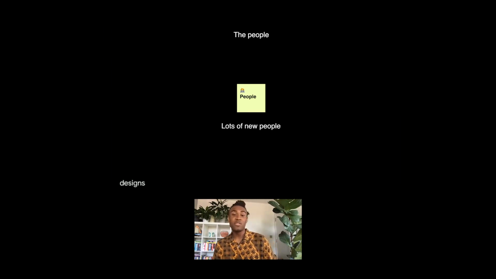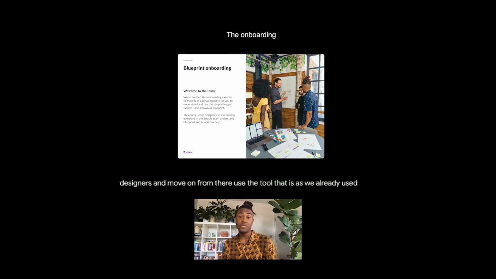So we decided to create this onboarding, and we were thinking what might be a good place for this onboarding to start, particularly if we're starting with designers. Even though it doesn't end there, we can start with designers and move on from there. We thought it might be a good idea to use the tool that designers would already use to create designs. So Figma was a good choice.